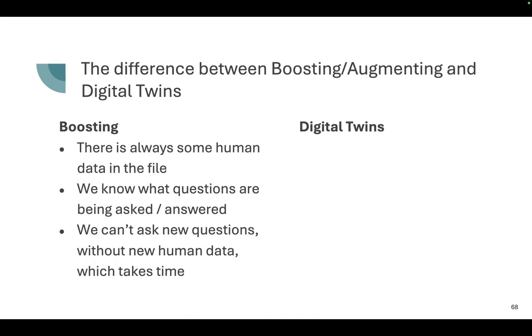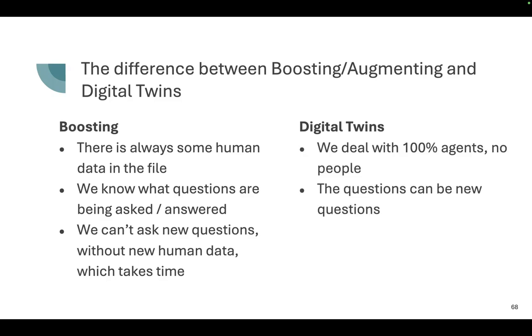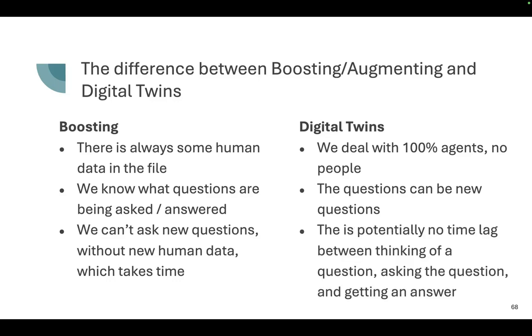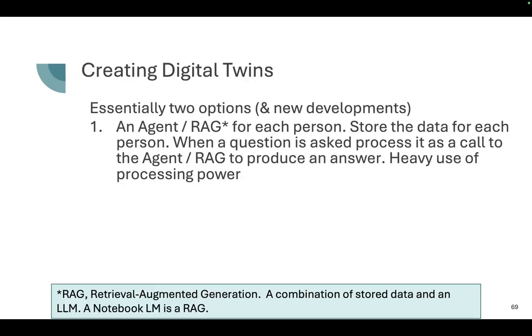So we've got this big difference. With boosting, there's always humans in the data file. We know what questions are asked, and we can't ask new questions. For digital twins, we're dealing with 100% agents. There are no people in the system that we're using. The questions can be new, and there's potentially no time lag and very little cost in thinking of a new question, asking the question, getting an answer.